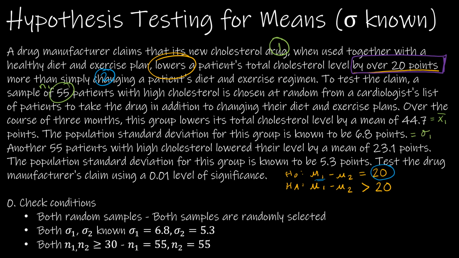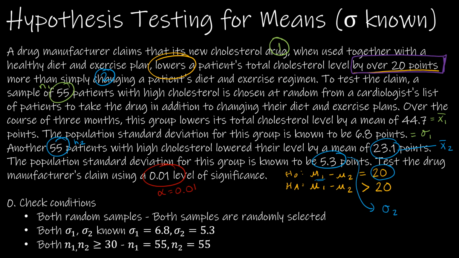Now let's look at 2. 55 patients, which is N2, with high cholesterol lowered their level by a mean of 23.1 points. So that's X bar 2. The population standard deviation for this group is known to be 5.3 points, which is sigma 2. And then, of course, we have alpha equals 0.01.